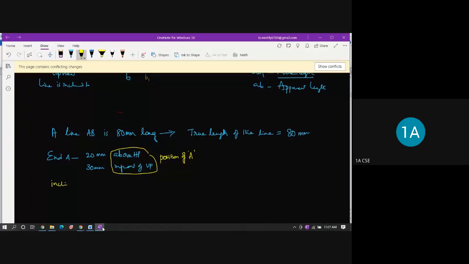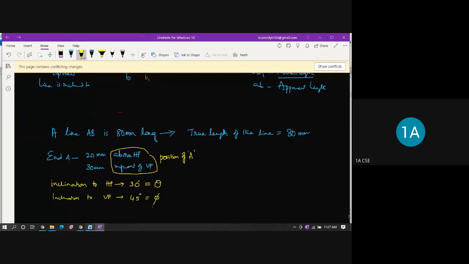Inclination to HP is given as 30 degrees. So what is this? It is nothing but theta. Theta is given. Then inclination to VP is also given. How much is given? It is given as 45 degrees. That is phi. And this is the data given.